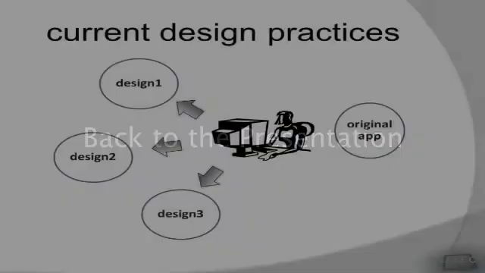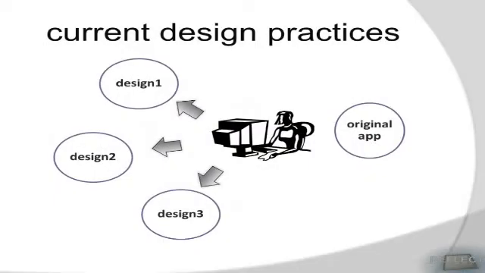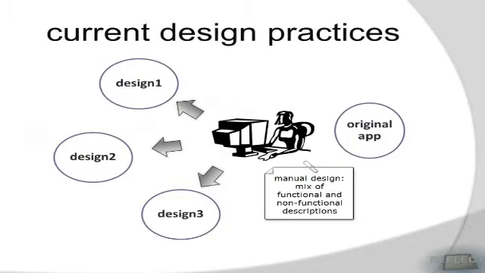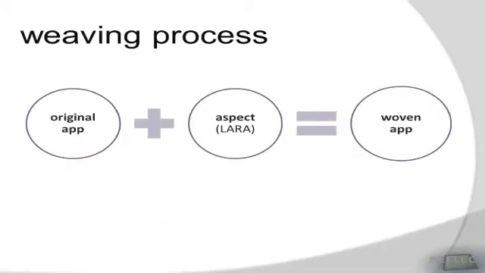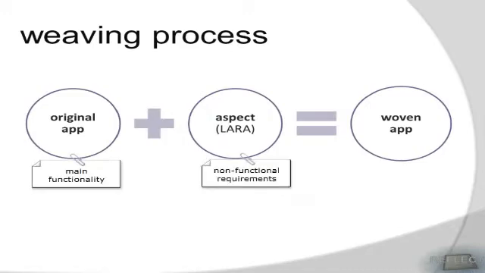So currently, much of the design process is manual, where developers mix the implementation of non-functional requirements with the main functionality, which leads to low productivity and low maintainability. We want to move beyond current design practices with our weaving approach, where the main functionality and code related to non-functional requirements are maintained separately and then combined by an automatic weaving process.